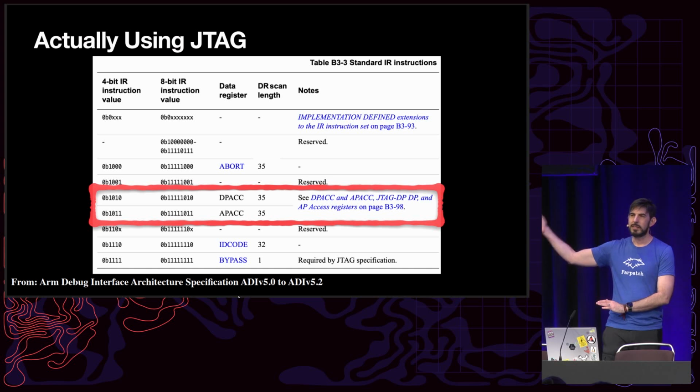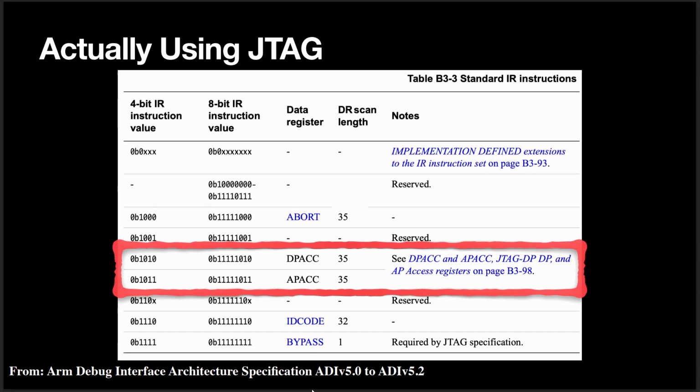There is this lovely table in the reference manual that I'm going to be talking about a lot, the ARM Debug Infrastructure Architecture Specification ADIv5.0 to 5.2. You can see the ID code in there at the bottom. There's the bypass register that's required. But we're interested in these 2 registers right here, DPACC and APACC. And let's look into those a little bit more.